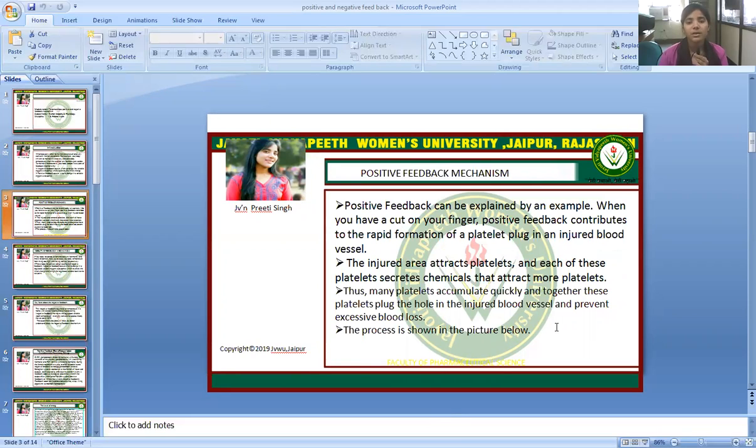When you have a cut on your finger, positive feedback contributes to the rapid formation of a platelet plug in an injured blood vessel. The injured area attracts platelets, and each of these platelets secretes chemical that attracts more platelets. Thus, many platelets accumulate quickly, and together these platelets plug the hole in the injured blood vessel and prevent excessive blood loss. The process is shown in the picture below.